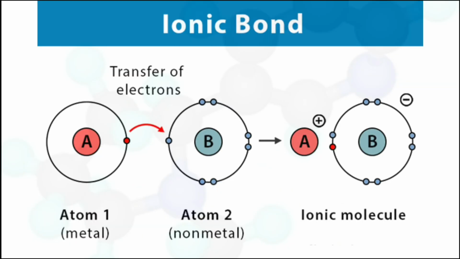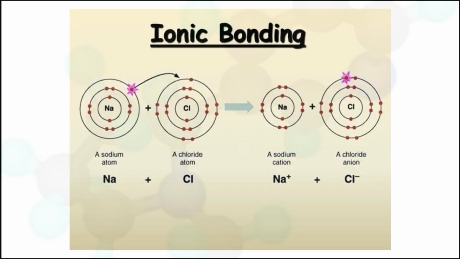Okay, next. So this is the diagrammatic representation of ionic bond between one metal and non-metal atom. Okay, next, ionic bonding between sodium and chloride.